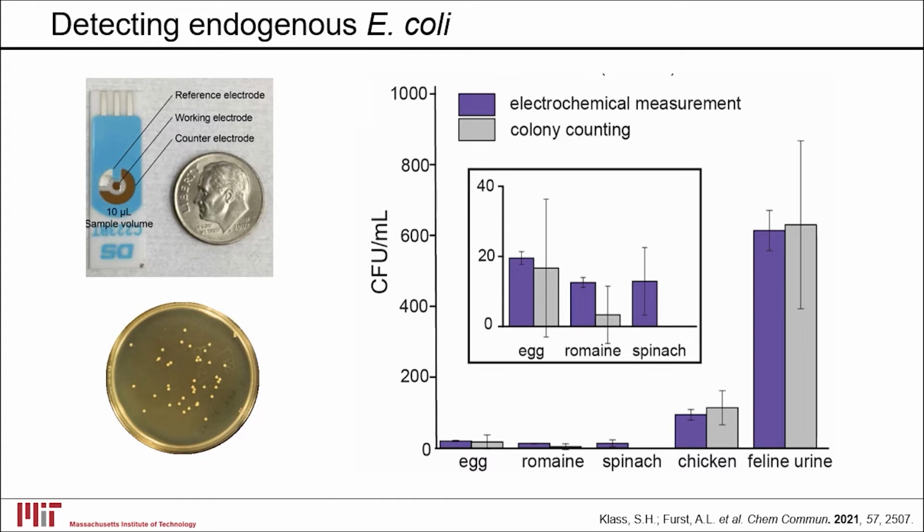our CFU counting. Importantly, in all cases, we see that our electrochemical measurement gives us the same order of magnitude as our colony counting, but we have significantly lower error consistently with our electrochemical measurement. And so what this has allowed us to do is to detect endogenous pathogenic E. coli from these complex mixtures.